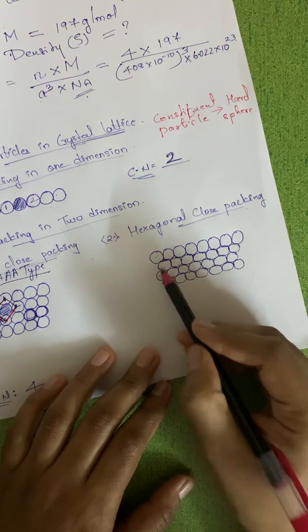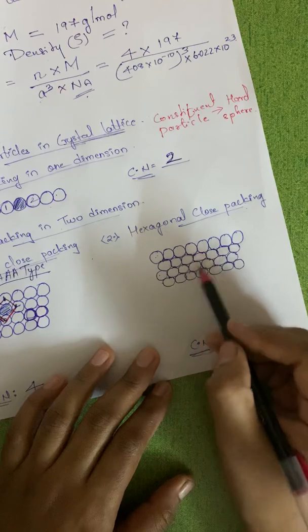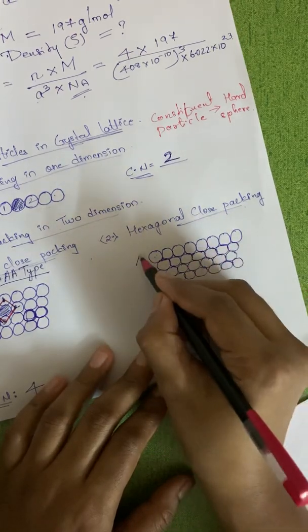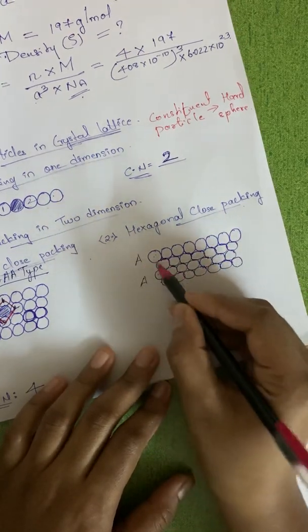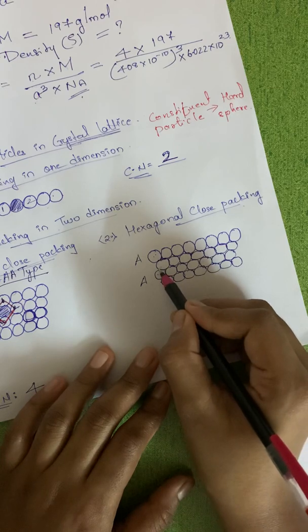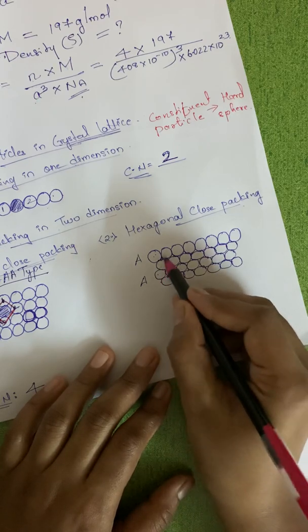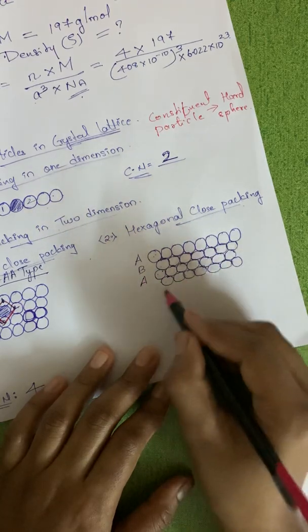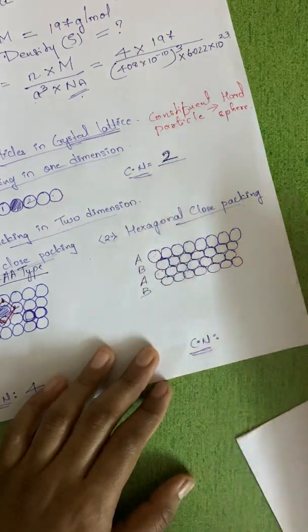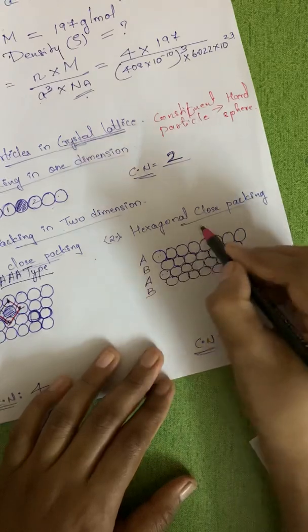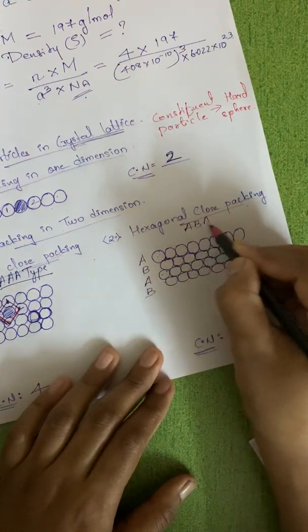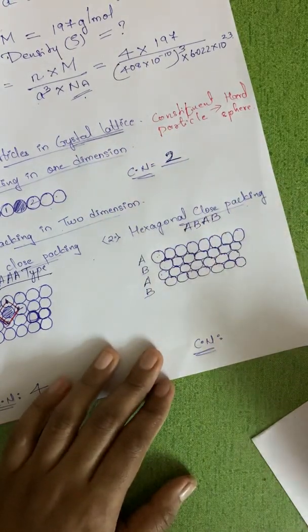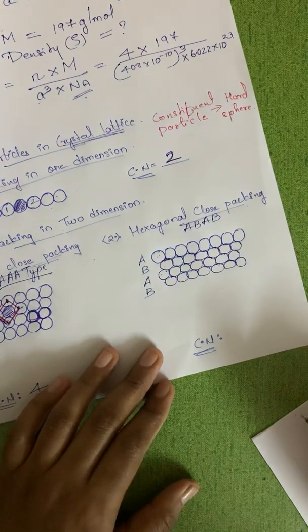Now to understand this, the first and the third row are the same. If you just see, one is above the other, therefore we can say this is A and this is A. The second one is not exactly similar, it is kept in between two spheres. If I say it is B, the fourth one will also be B, therefore it is nothing but an AB AB type of structure.